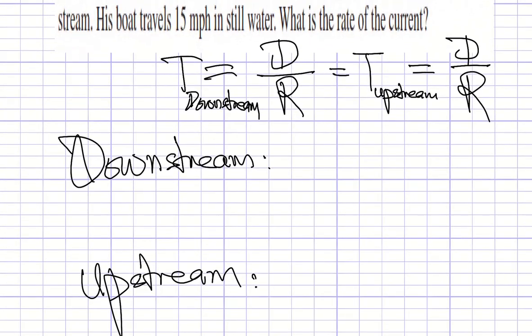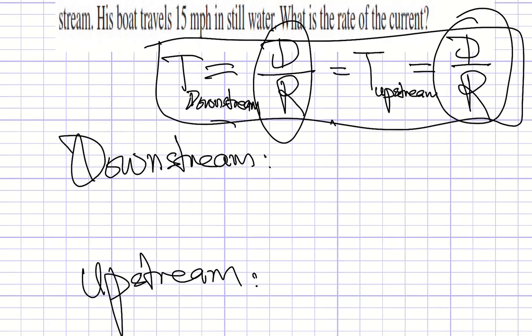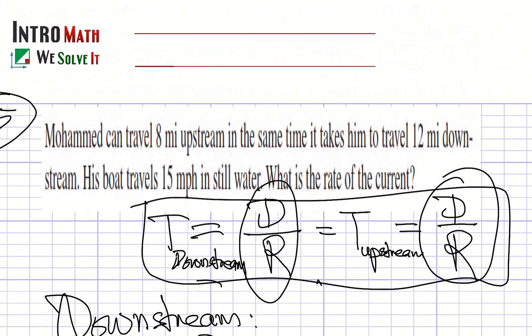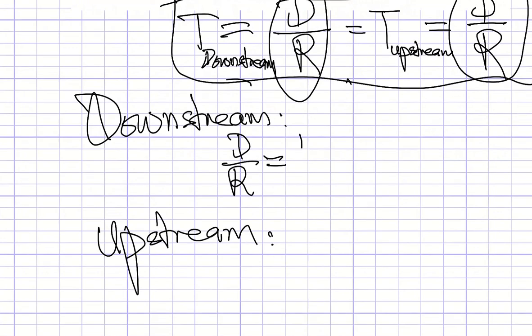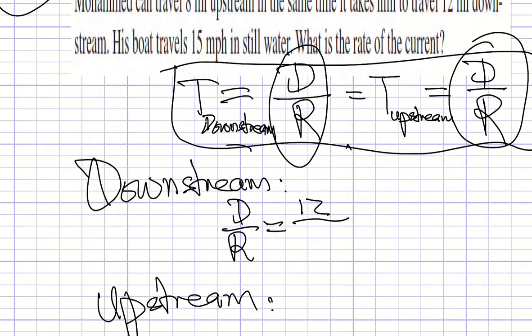It's the same thing we did over there. You see, I tried to formulate it this way. If it helps you, use it. If it doesn't help you, don't worry about that. Downstream, the rate is that. The time is that. Upstream, the time is that. Then you gotta formulate this stuff here. Downstream, D over R is equal to, what did they give us? The upstream is 8, downstream is 12. Distance is 12 over, what is that? The rate, the 15 miles per hour is the still water.